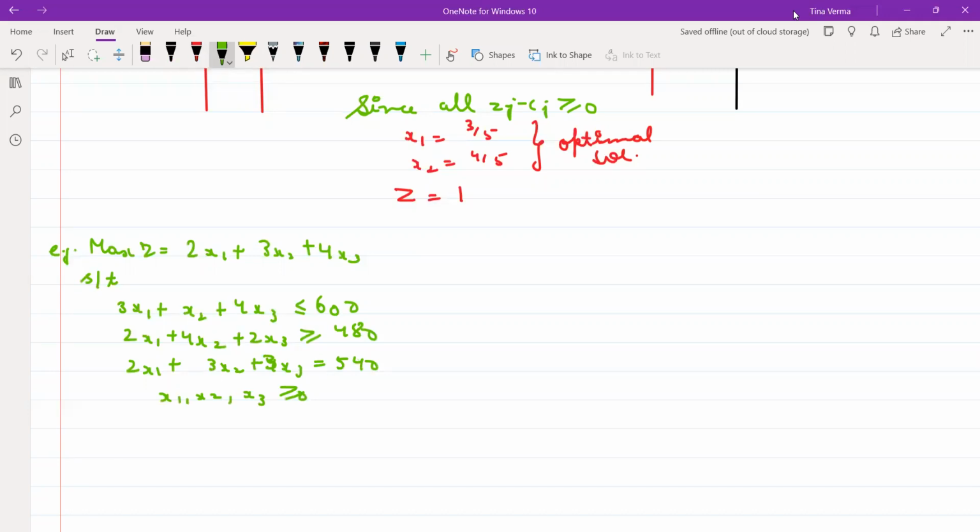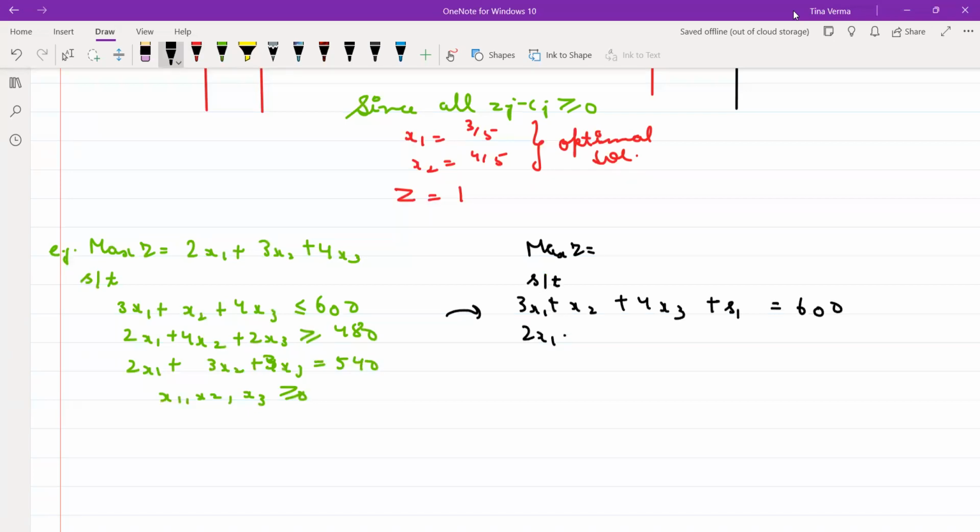So since it is not mentioned, even in this case you cannot apply your simplex method. Why? Because you have inequality greater than or equal, so you cannot apply. So when you have to apply your big M method, you have to convert your LPP into its standard form. So that will be your this thing plus S1, that is equal to your 600.